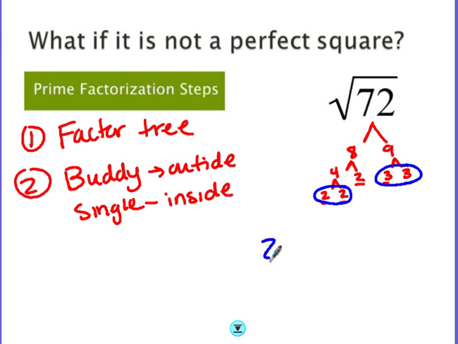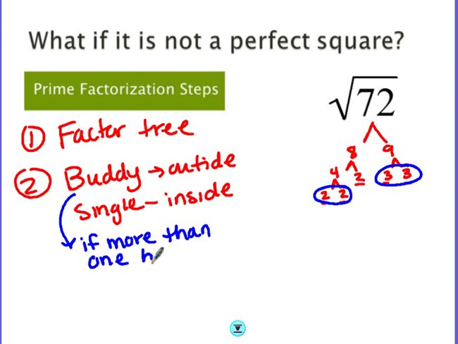2's and 3's are going to go outside. You do not write 23. No, not at all, okay? So if a 2 and a 3 is going to go outside, then what we do, and I'll make a little note here, you can actually write this on the side, is if there's more than one buddy, you multiply them.